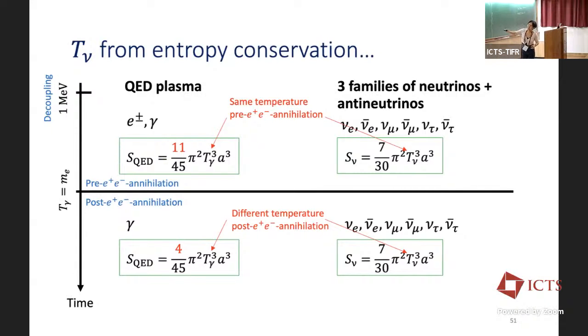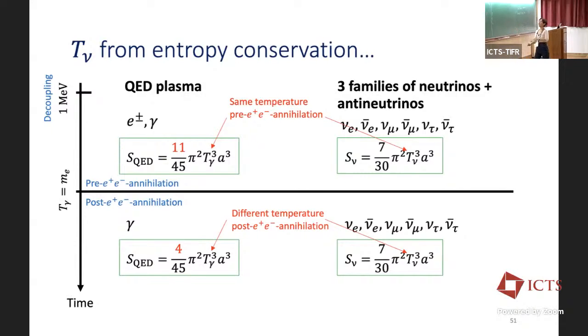But in the QED plasma, I have something a bit different now, because after e+e- annihilation, the only thing that's left are the gammas. So when I calculate S_QED, what I'll find is that instead of 11, I'll have 4. Okay? It's just simply counting degrees of freedom. The rest of the expression looks kind of similar. For the neutrinos, nothing has really happened. It's still massless stuff. You still have 3 families, so the co-moving entropy density still looks like the same expression.